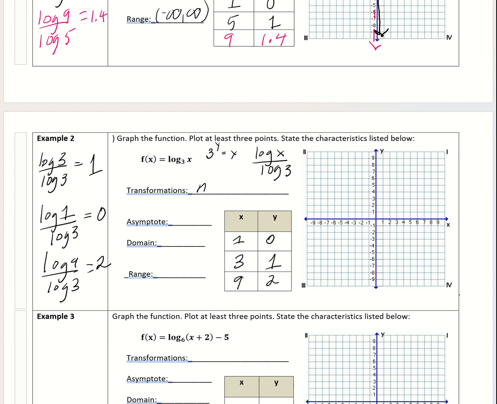There is still no transformation here. The asymptote will still be x equals 0, so it's still this one right here. And then if I go to graph it, it'll be over 1 up 0, so right there. Over 3 up 1, so right about here. And over 9 up 2, so right about here. And then it will continue approaching 0 right down here.